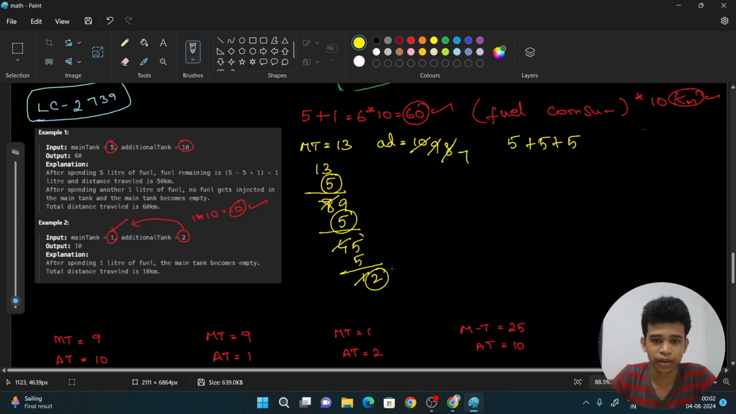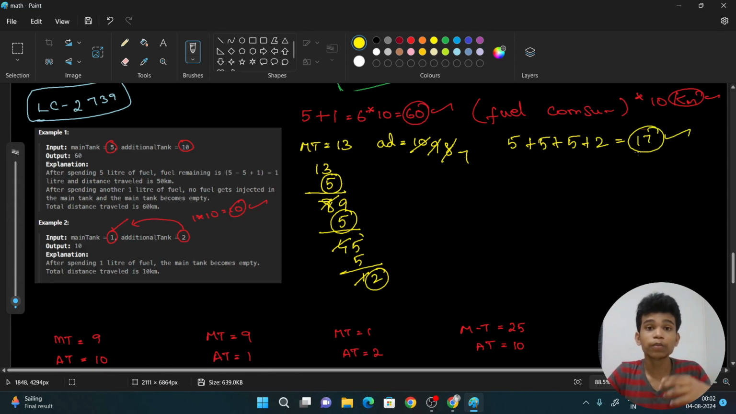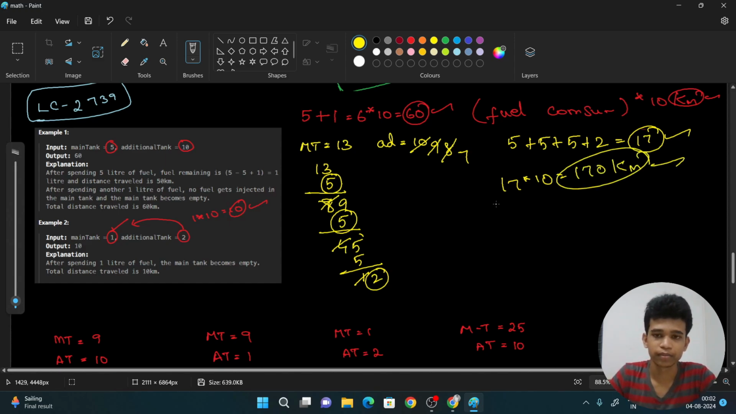So 2 is less than 5, so this would be directly taken to the result. So what is my answer? It is 17. So I can consume 17 liters of fuel. So 17 into 10 is equal to 170. So 170 kilometers is our answer, right?